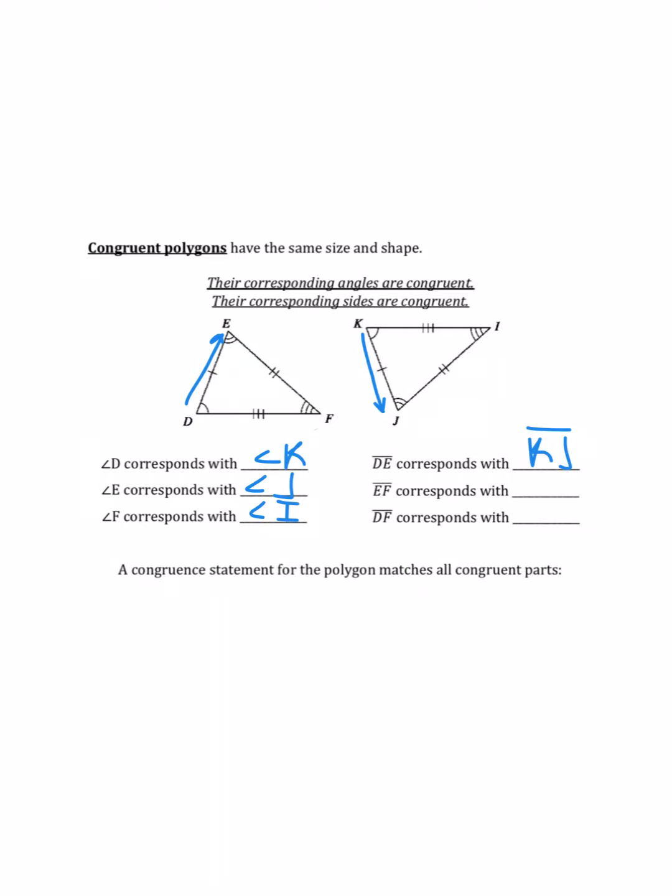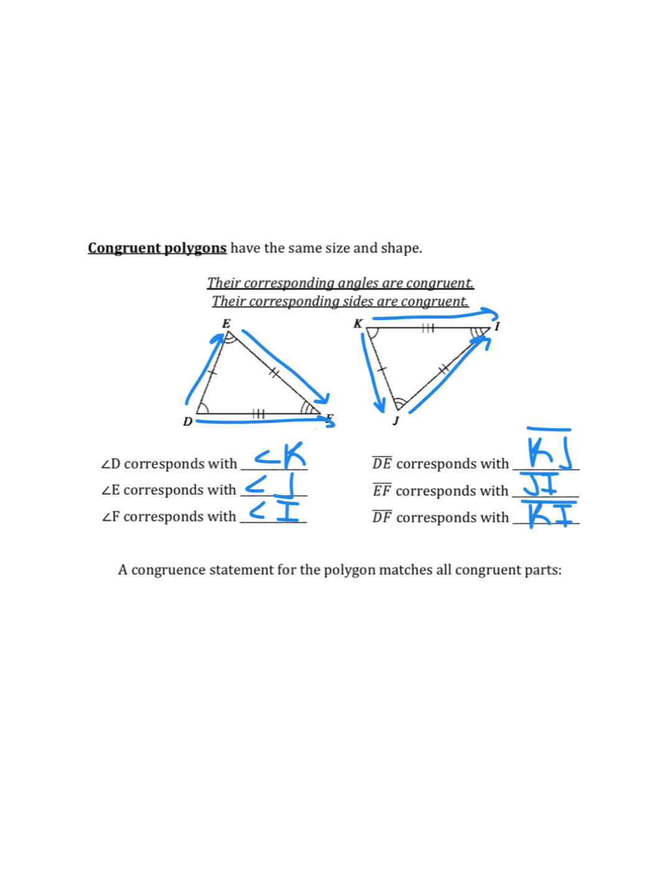For EF, I see that it goes from 2 to 3. So I now go to the other figure, and that goes from J to I. So this next one would be segment JI. And then DF actually goes from 1 to 3. So now we would want to go from 1 to 3, which would be segment KI.